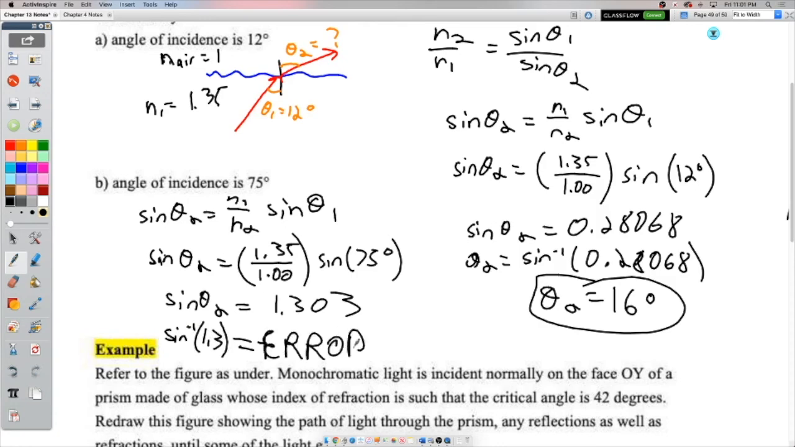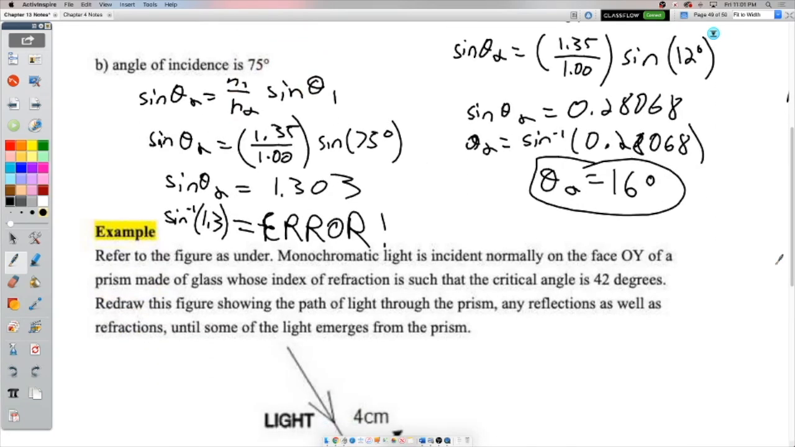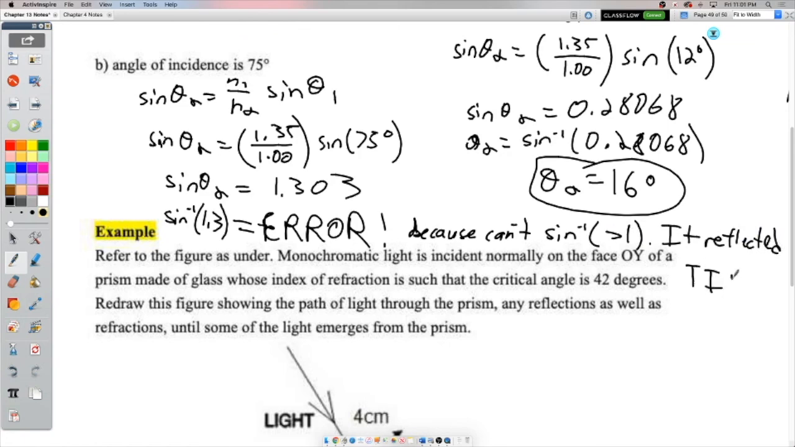Why? Because we are beyond the critical angle, right? So error, because you can't take the inverse sine of something greater than 1. So why? It reflected. It reflected totally and internally, TIR, okay?